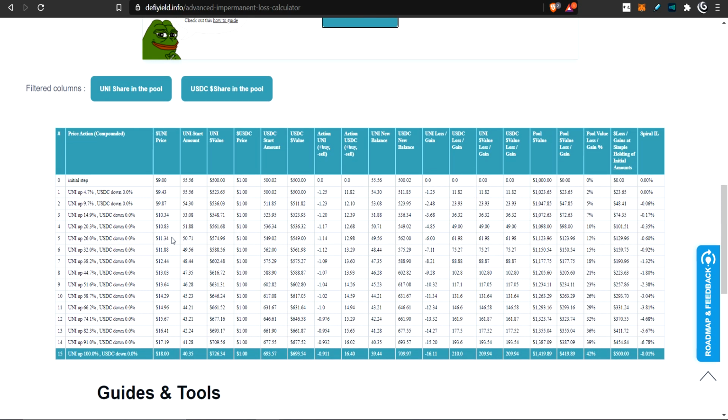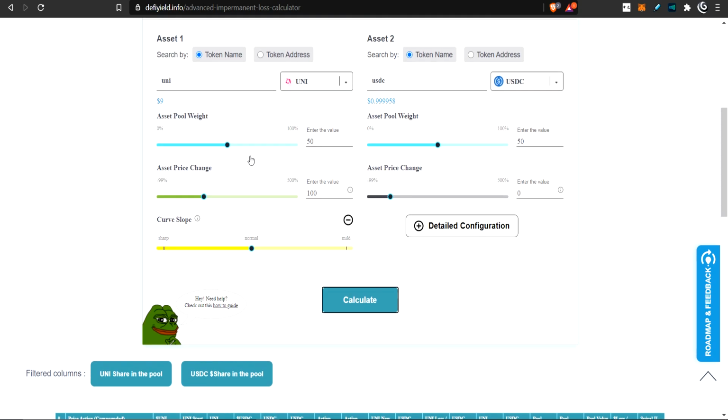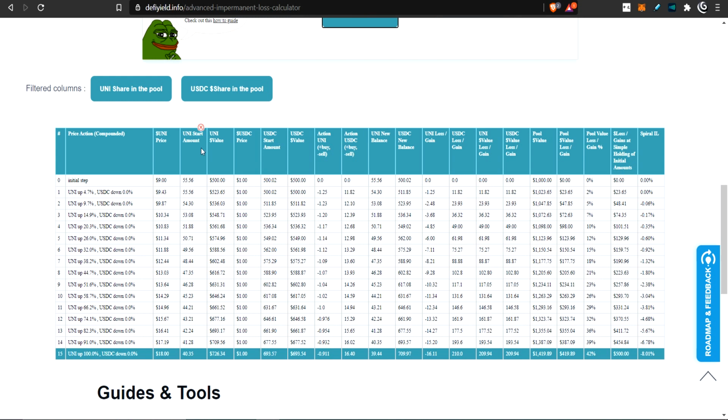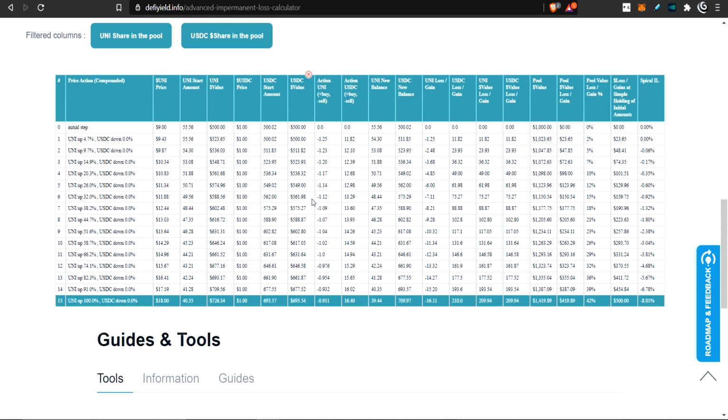So let's take a look at some of the factors here. So here we have the initial step of $9. So when we first bought, UNI was at $9, right? And then, how many UNIs. This is the quantity of UNI, and this is the value of UNI. So we have like 500 and 500, right? So we got 55 of these, and the USDC price was $1 at that time. Well, it's like 0.9999, so it just rounds up to $1. And this is how much value. So at the start, we get 500 and 500 and no losses and so forth, and 0% spiral loss, right?